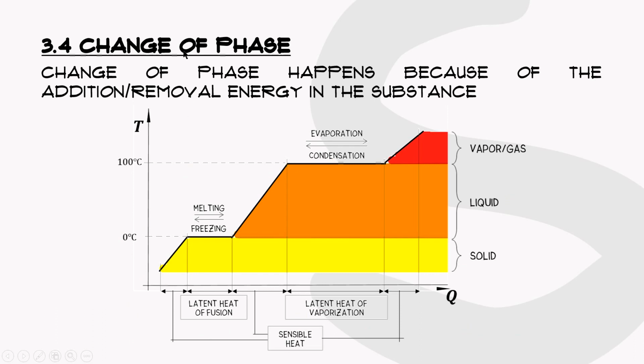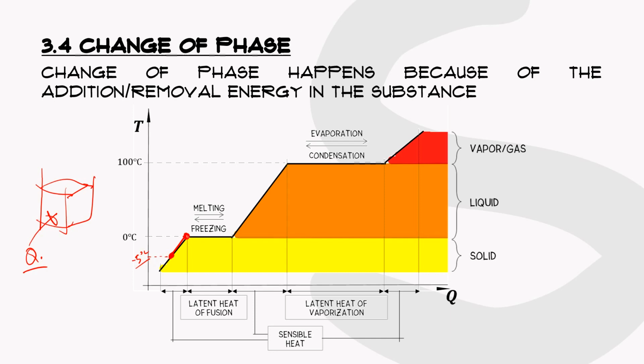Okay, so here is the change of phase. Change of phase actually happens because of the addition or removal of energy in the substance. So when we heat up a substance, let's say water, say from ice, from its solid phase we add heat. Let's say first we consider negative 5 degrees C. If we add energy through the modes of heat transfer, its temperature will increase until it gets to this point here, the freezing point.